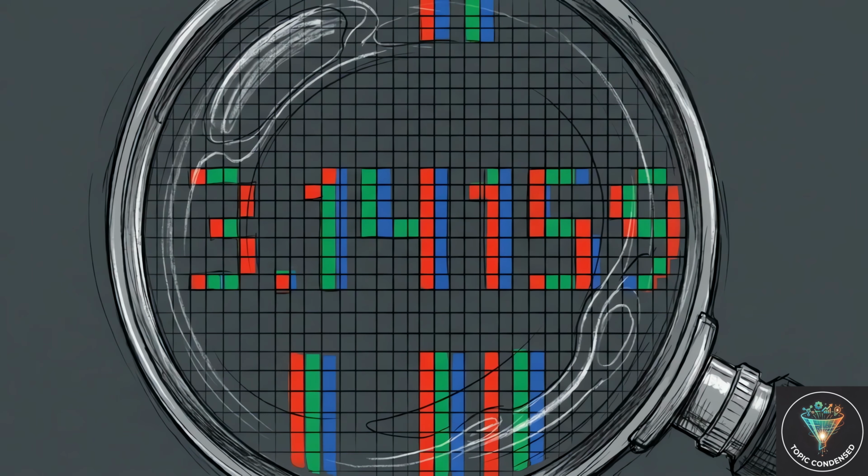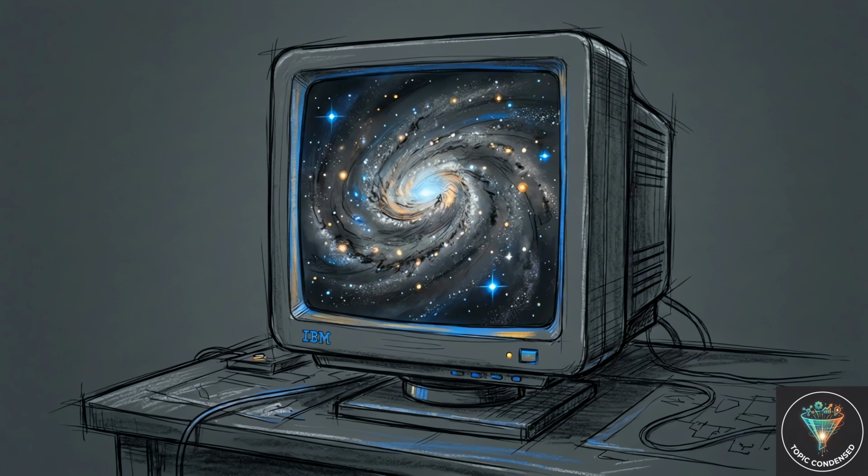When we see precise decimal numbers on a screen, we are looking at an illusion. IEEE 754 works because it acknowledges a fundamental truth. To capture an infinite universe inside a finite machine, you must sacrifice absolute perfection.